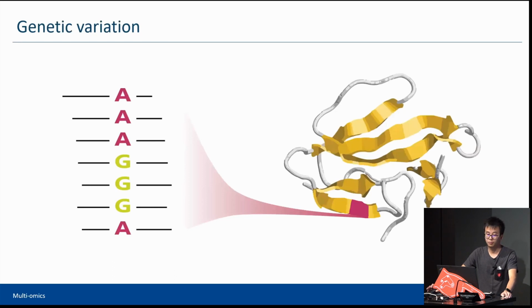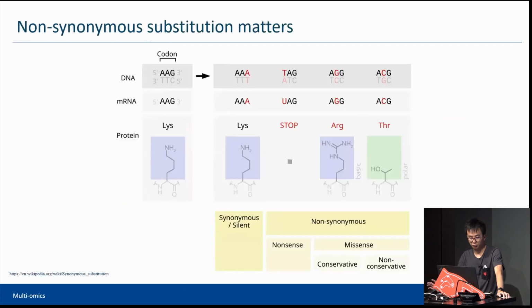So sometimes at the DNA level, there is some mutation or substitution. And here is an illustration of this mutation. And some nucleotide mutations won't really change the corresponding amino acids because of the codon degeneracy. That's what accounts for the existence of synonymous mutations.